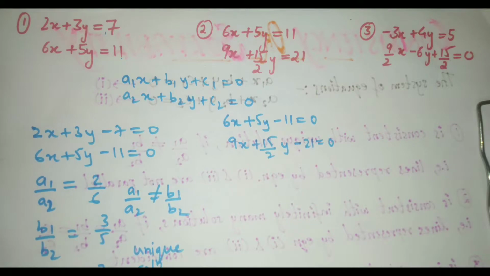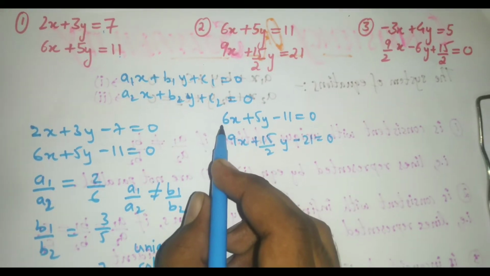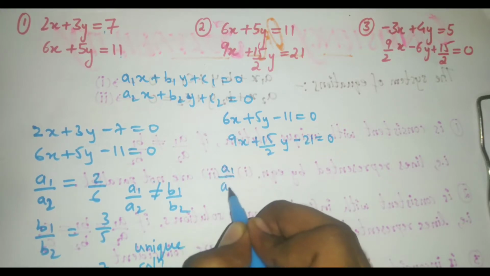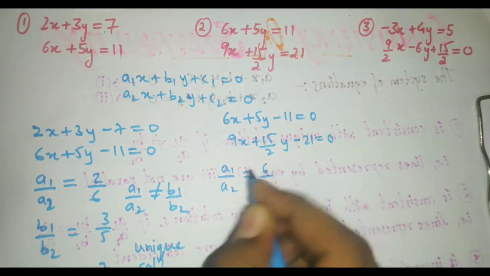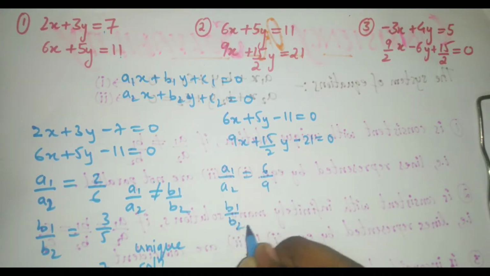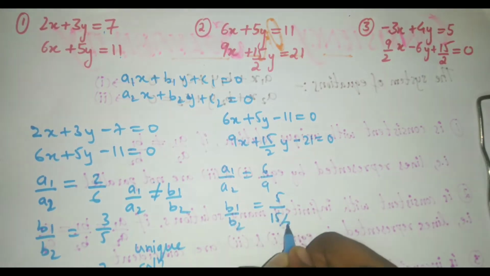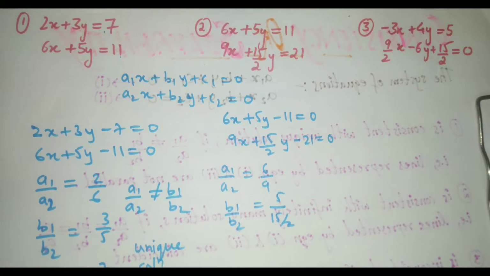For checking that, we'll see. a1 is nothing but 6, a2 is 9. So a1 by a2 is nothing but 6 by 9, and b1 by b2 is nothing but 5 by 15 by 2. So what will this become?